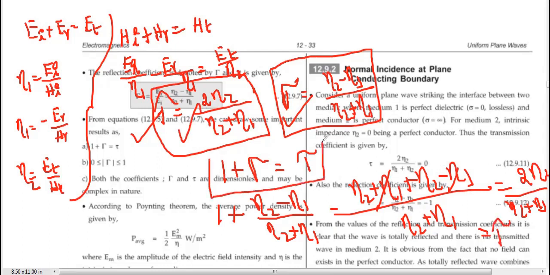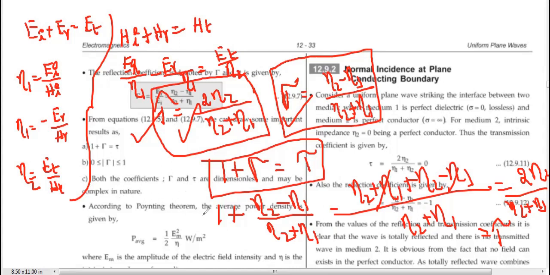So what is the relation? 1 plus the reflection coefficient is equal to tau, in normal incidence at a plane dielectric boundary. And this reflection coefficient always varies between 0 and 1. Both coefficients, reflection and transmission, are dimensionless and may be complex in nature.